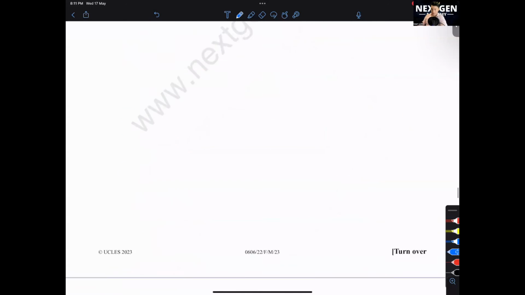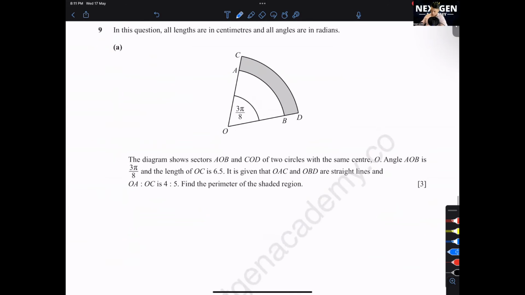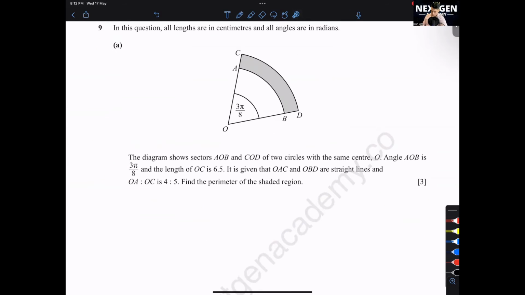We shall go to question 9 right now. Okay, so we have this shape over here. The diagram shows sectors AOB, COD of two circles with the same center. Angle AOB is 3 pi over 8. The length of OC is 6.5. It is given OAC and OBD are straight lines and OA to OC is 4 to 5. That means this entire thing is 4 to 5, so we can split it into 5 parts.